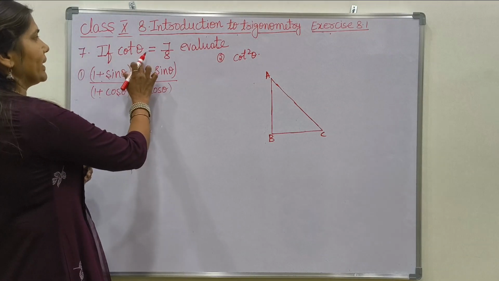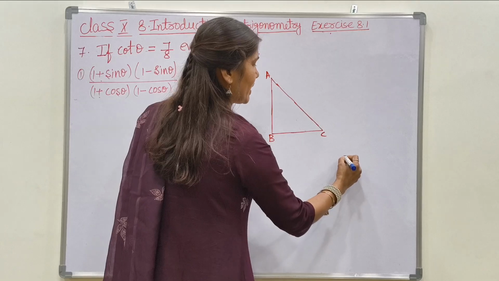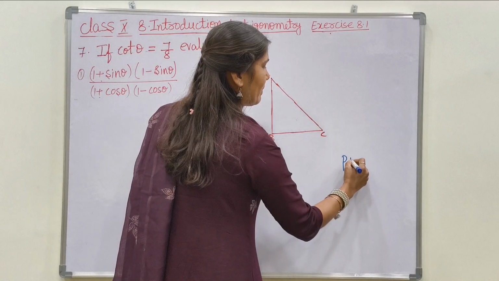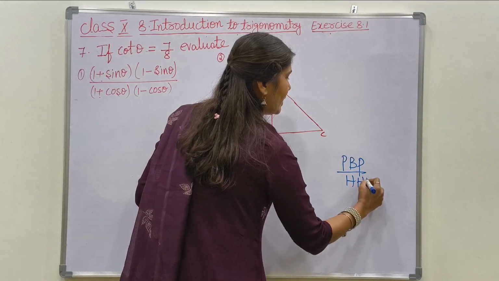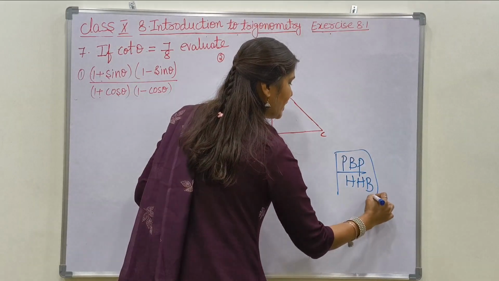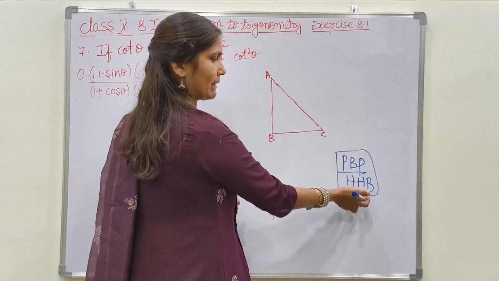See here, cot theta is equal to 7 by 8. Okay, first we will write the ratios. What are the ratios? Is there a trick? Pandit Badri Prasad Har Bole. Okay. Now you keep this in your mind. This is the sine ratio, cos ratio, tan ratio, next cosec, sec, cot ratio.